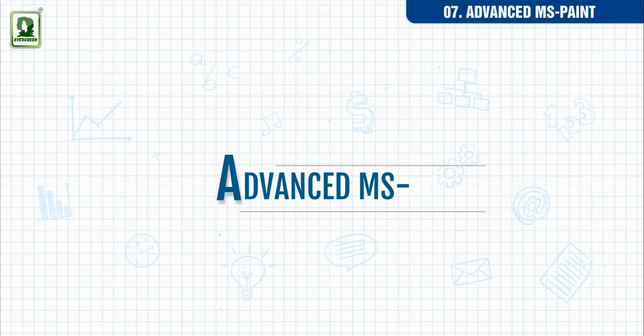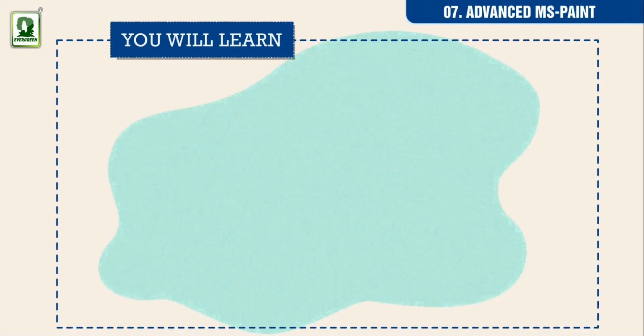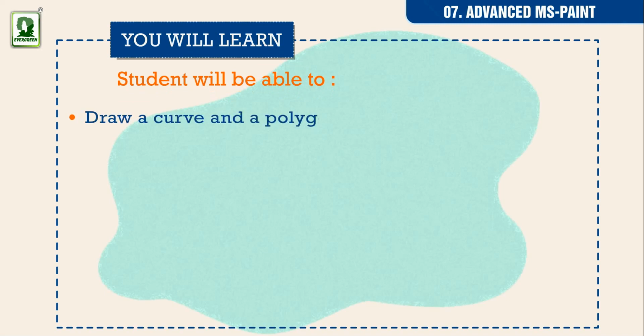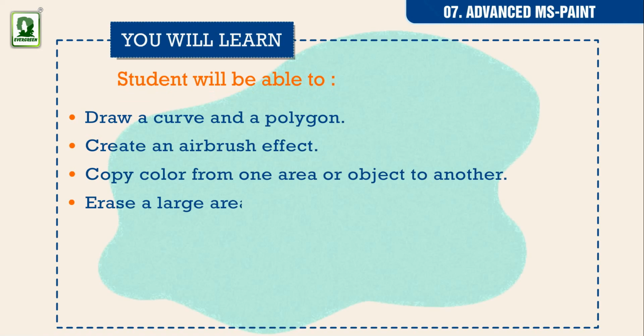Advanced MS Paint. You will learn. Student will be able to draw a curve and a polygon. Create an airbrush effect. Copy color from one area or object to another. Erase a large area. Select part of a picture.